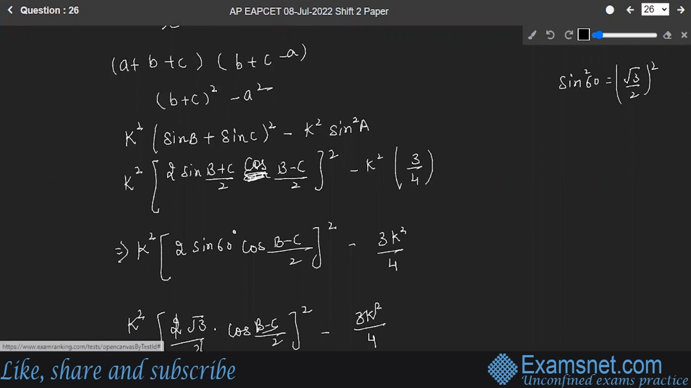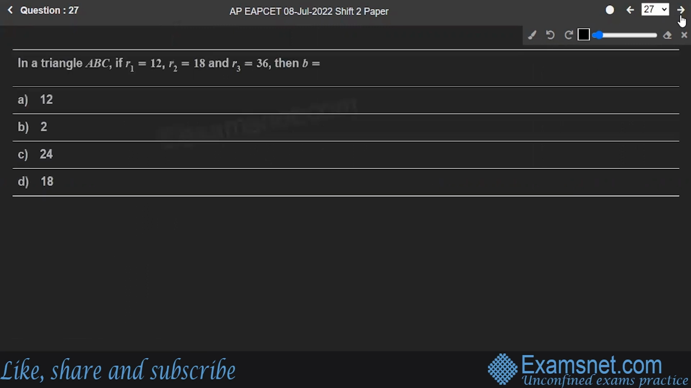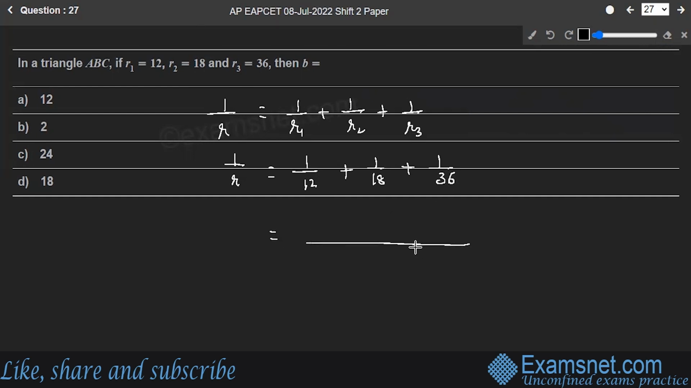Okay. Let's move to the next question, number 27. In a triangle ABC, if r1 is 12, r2 is 18, r3 is 36, then find b. All right, you know one thing, 1/r = 1/r1 + 1/r2 + 1/r3. So 1/r can be written as 1/12 + 1/18 + 1/36. Now let's take the LCM. It will be 36. So (3 + 2 + 1)/36, which will be equal to 1/6, which gives you r = 6.